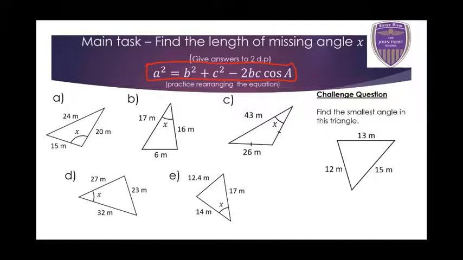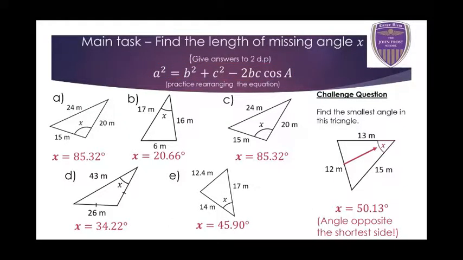Okay, so here are the answers. Very well done if you got them right. And for the challenge question, if you worked out all 3 angles, I feel very sorry for you, but hopefully you found out the smallest angle was 50.13. And a way to find the smallest angle in a triangle is it is always going to be the angle opposite the shortest side. Okay, so very well done if you got those right.